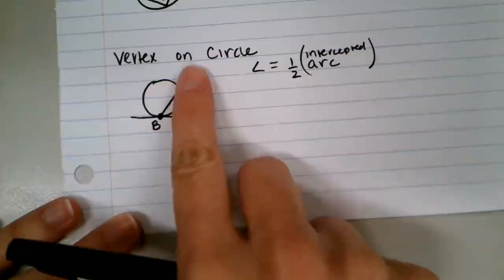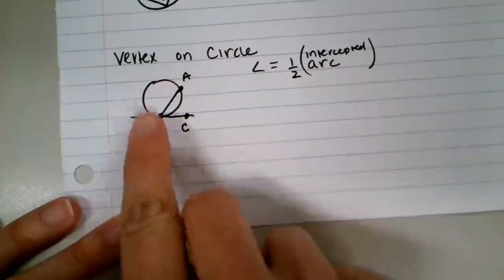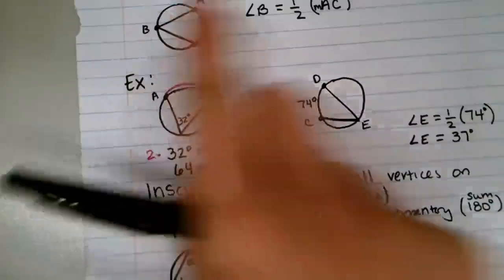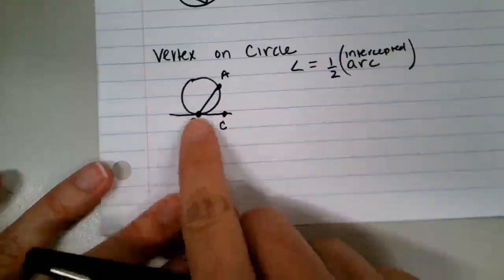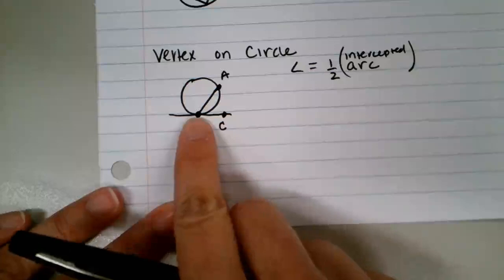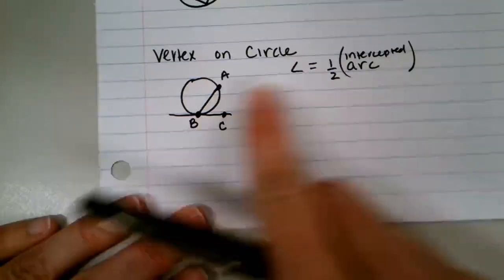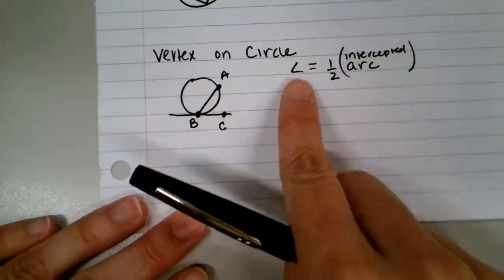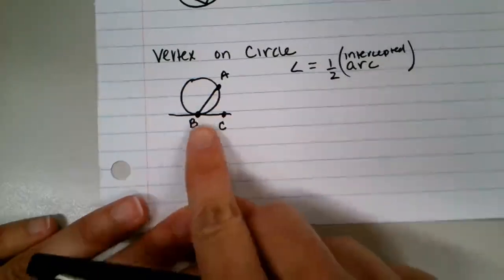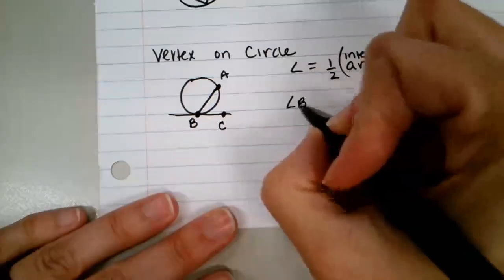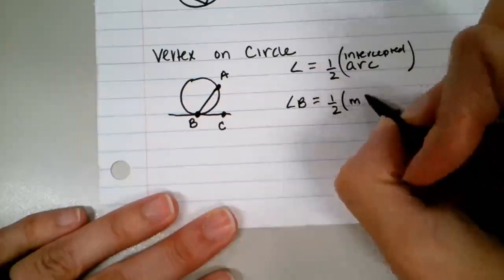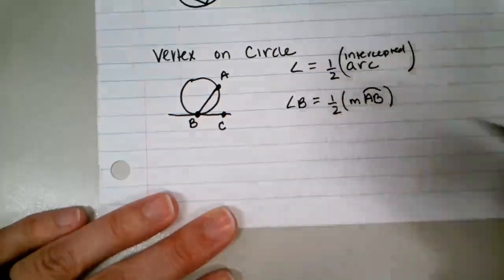So we already talked about in the previous video that when the vertex was on the circle, we had an inscribed angle, right, like this. So this first one, even though this other side is outside the circle, the vertex is still on the circle. When the vertex is on the circle, we still use the same formula. The angle is equal to half the arc. So in this problem, angle B would be equal to half of the measure of arc AB.